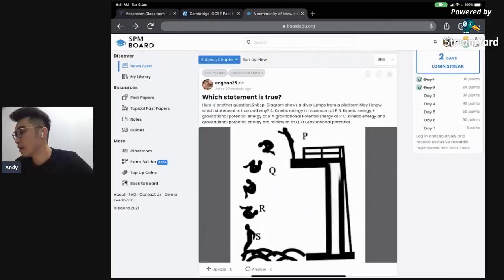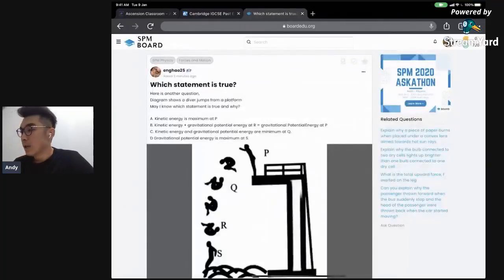Okay, and Inghao asked another question as well. Okay, let's look at this. Which statement is true? Okay, here is another question. The diagram shows a diver jumps from a platform. May I know which statement is true and why?